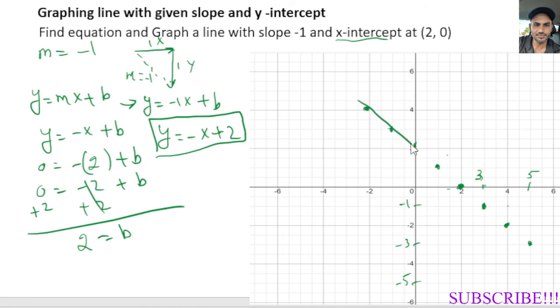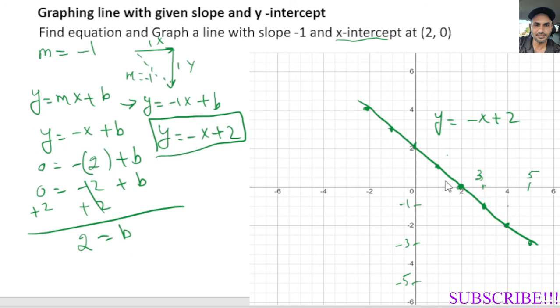So I'm going to go ahead and plot this right there. And this is equal to y equals -x plus 2. It has a slope of -1, and it has a y-intercept of 2, and the x-intercept we already know is 2 as well, (2, 0) right here. This is your x-intercept, and this is your y-intercept.